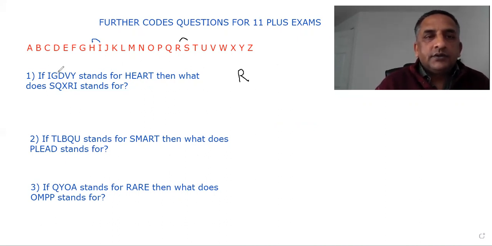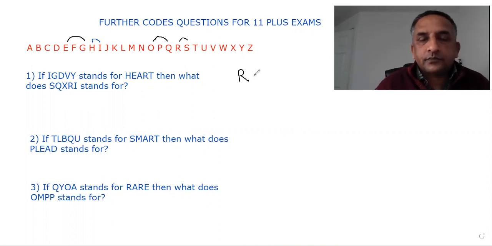Now the next one is G. How did they get from G to E? G is here and E is two spaces behind, right? So from Q we will go two spaces behind. If you go two spaces behind, you will get O. So the next letter is O.